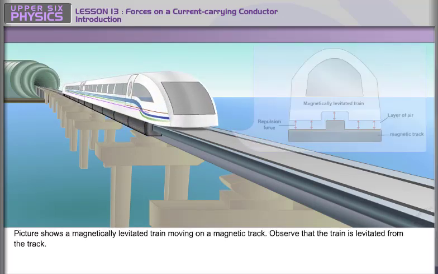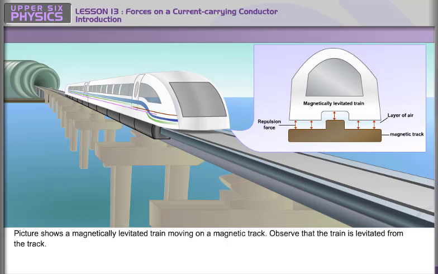Picture shows a magnetically levitated train moving on a magnetic track. Observe that the train is levitated from the track.